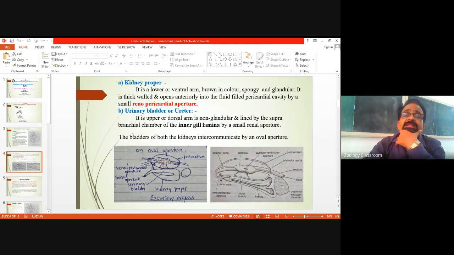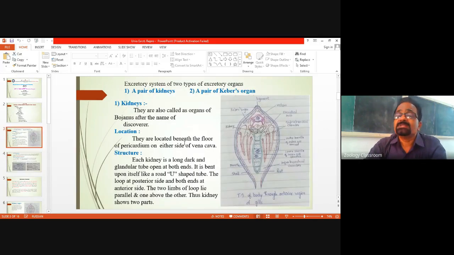Okay. Another part is the ureter, or urinary bladder, as it is called. It is the upper dorsal arm, non-glandular, lined by the suprabranchial chamber of the inner gill lamina. Why am I saying inner gill lamina? If you see this, this is the inner gill lamina on either side.